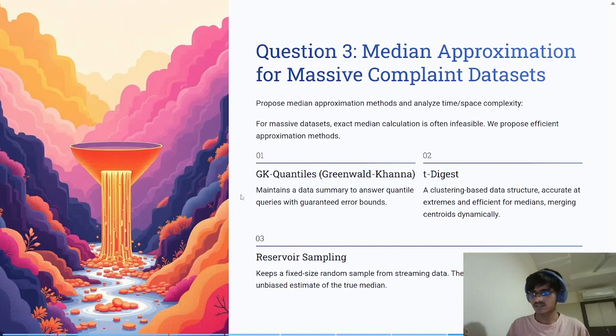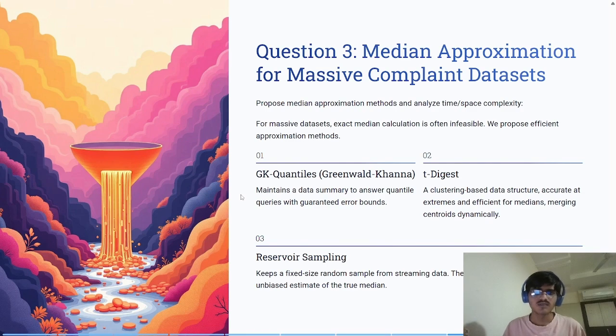Now coming to the third question. It asks that the median evidence impact score is often a robust indicator for triage, routing to fast track scrutiny versus detailed legal vetting. For massive complaint datasets, propose median approximation methods, GK quartile summaries, T-digest, reservoir sampling, analyze time-space complexity, and suggest heuristics to balance accuracy versus efficiency. It's quite a long question.